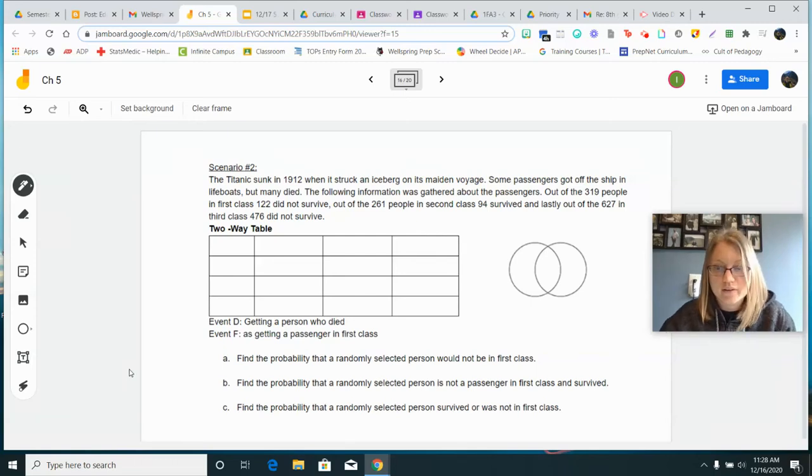Let's take a look at this scenario and set up our two-way table and our Venn diagram. So the Titanic sunk in 1912. It struck an iceberg on its maiden voyage. Some passengers got off the ship in lifeboats, but many died. So the following information was gathered about the passengers.